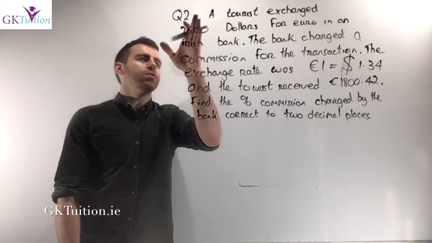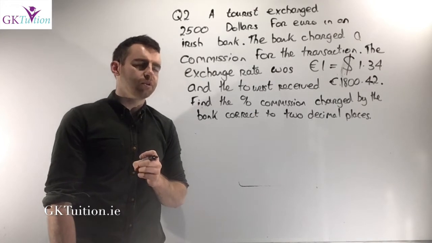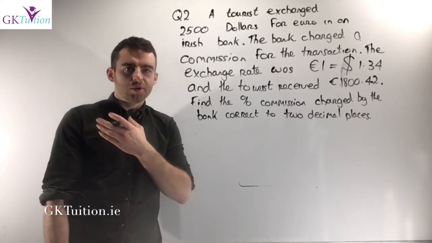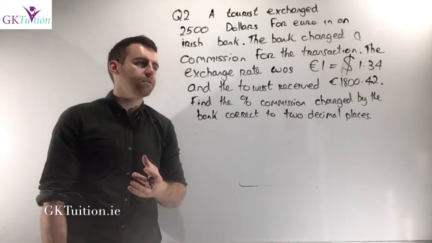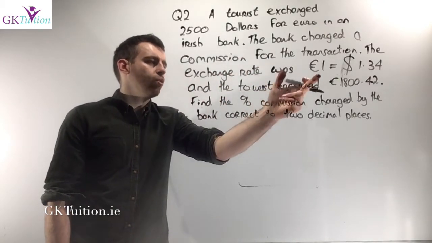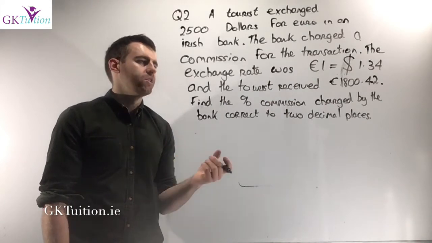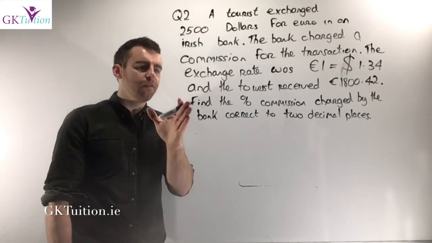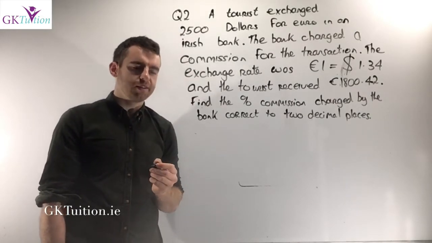In this question, we're told that a tourist exchanged $2,500 for euro in an Irish bank, and the bank charged a commission for the transaction. So they exchange the money and then take off 2% or take off 3% for themselves. We're told that the exchange rate was €1 is equivalent to $1.34, and the tourist received €1,800.42. We've been asked to find the percentage commission charged by the bank correct to two decimal places.